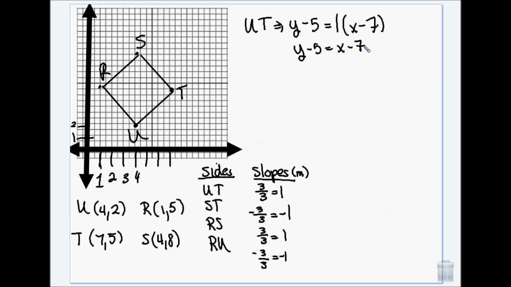Now we'll go to the next one, which is ST. And because both points S and T are on the line ST, I can use either point, right? Do you want to use T or S? Okay, we'll use S on this one. So I'm going to do y minus y1, so that's 8. And then ST is a negative slope, so I've got -1 times x minus 4. So it gets me y minus 8 is equal to -x plus 4.